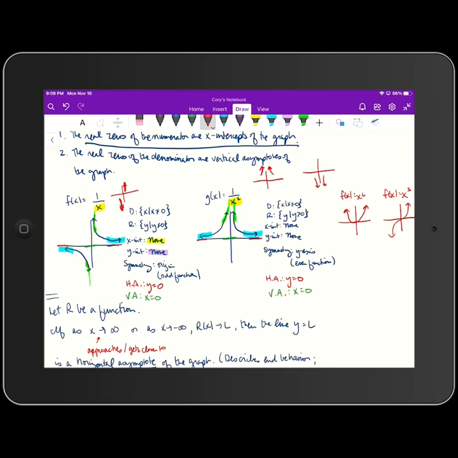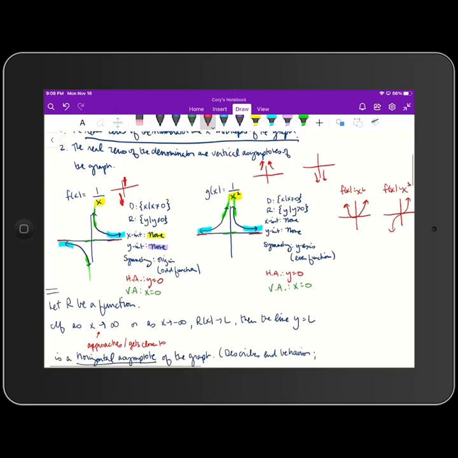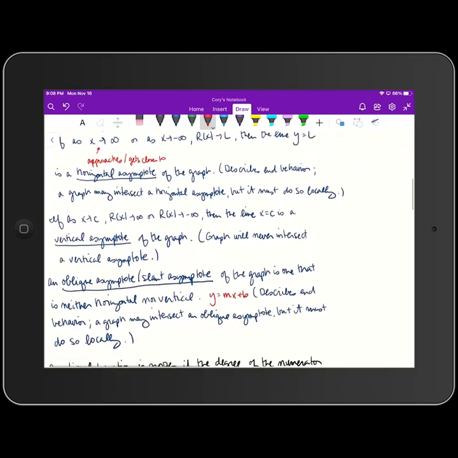Okay, but again, odd multiplicity in our denominator means the graph goes in opposite directions. So one side is going to go to infinity, one side goes to negative infinity as you approach the vertical asymptote. And even multiplicity in the denominator means that as you approach the vertical asymptote, both sides are either going to go to infinity or negative infinity. Again, a really important idea for us as we continue moving forward in this chapter.